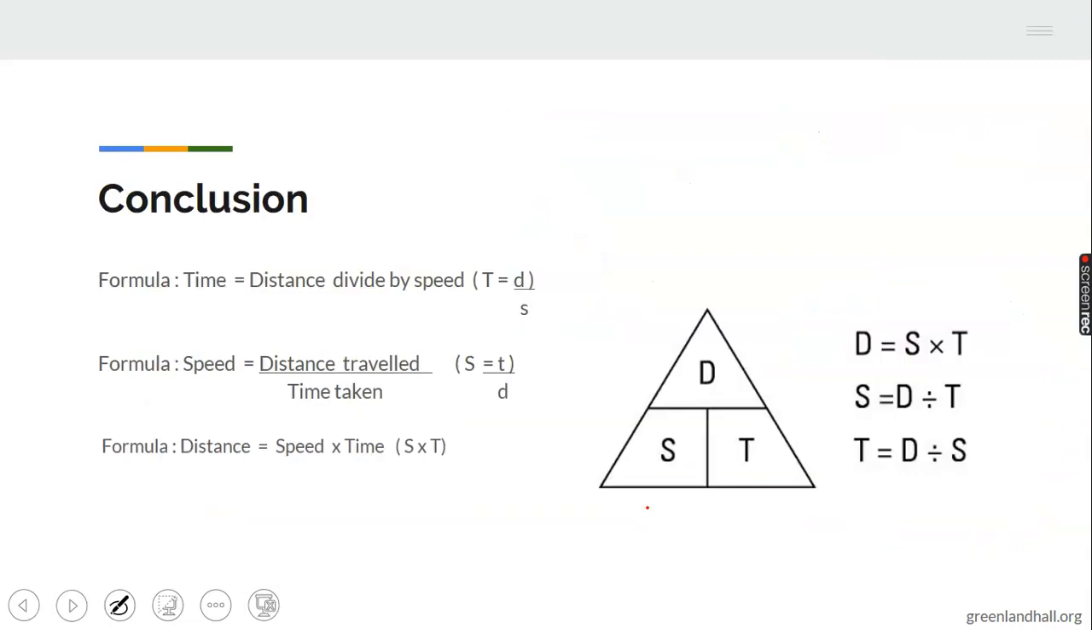In conclusion, these are the formulas again. I've brought them back to you so that you remember. The formula for measuring time is distance divided by speed. The formula for measuring speed is distance divided by time. The formula for measuring distance is speed times time. Don't forget these formulas. They are going to be very helpful in this topic when you are solving your questions.